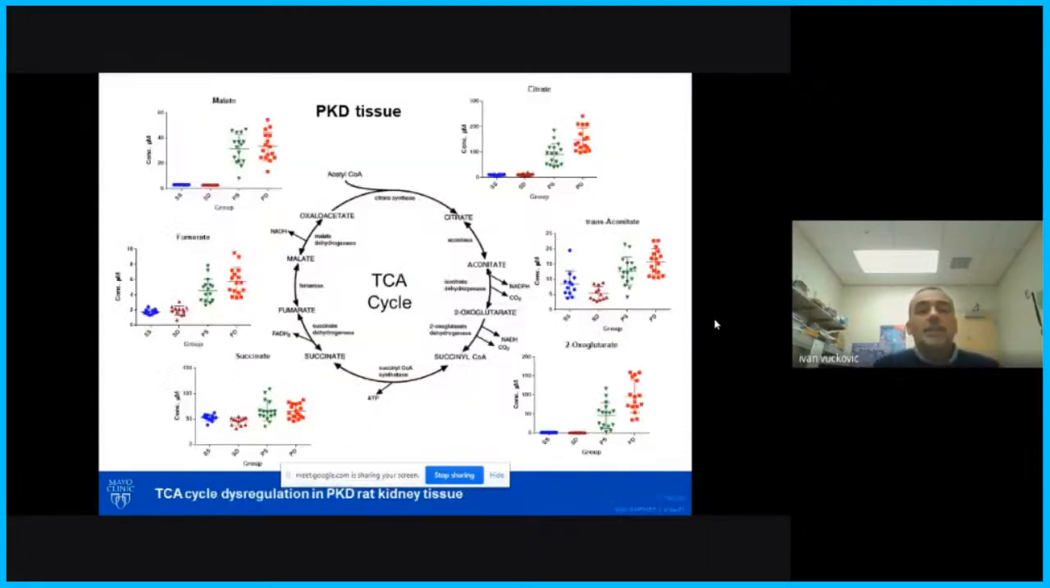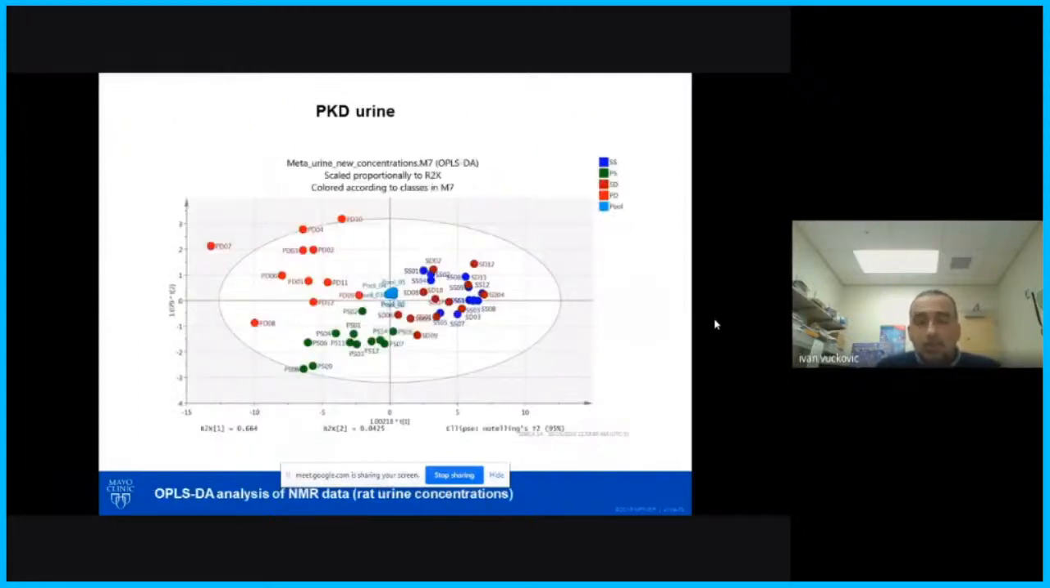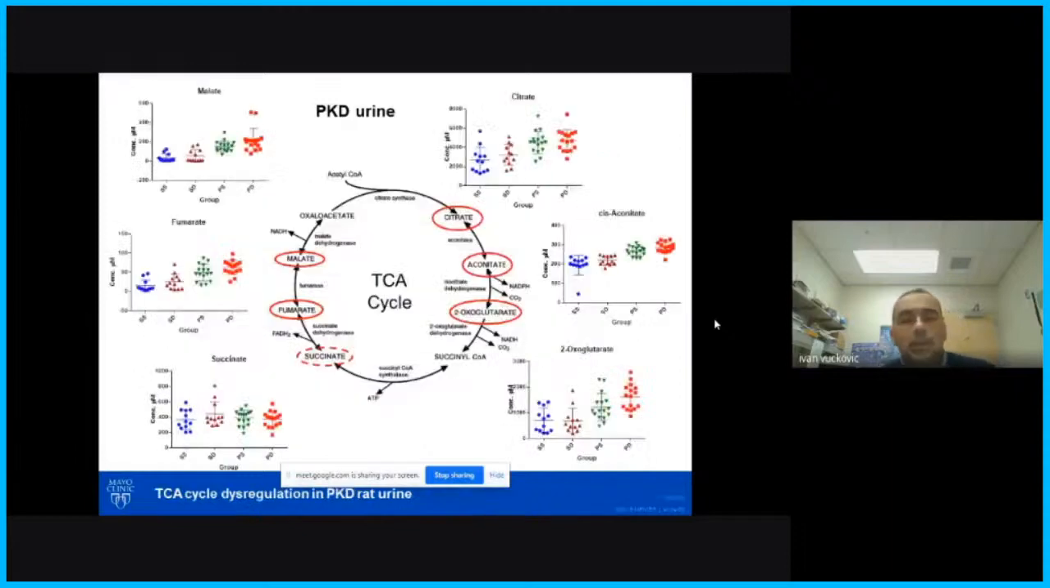So if we plot concentrations of TCA cycle metabolites, we can see that practically all of them have been heavily increased in PKD tissue. We applied the same approach to urine samples. We were able to see the same very good separation, and also noticed that TCA cycle metabolites were increased. And we are in the process of trying to interpret these data and hopefully publish them soon.